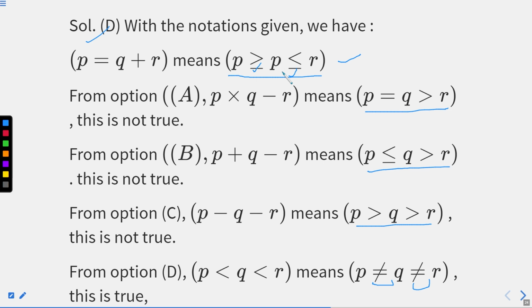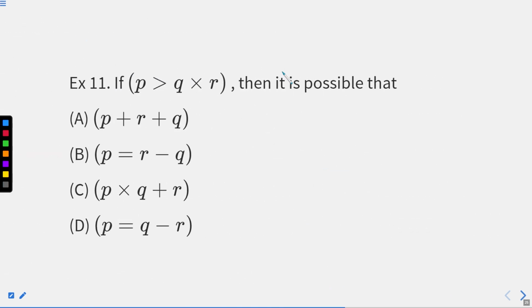Now we are moving to the next question, where we are going to learn a similar kind of question, right? On the basis of the same instructions. So here the expression is pretty different. That is P greater than Q multiplication of R. Then which of the following is possible? So we are going to use the same method that we used in the previous question.